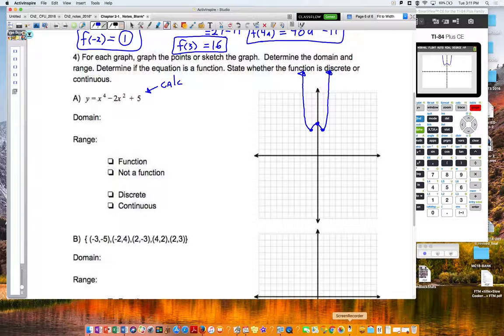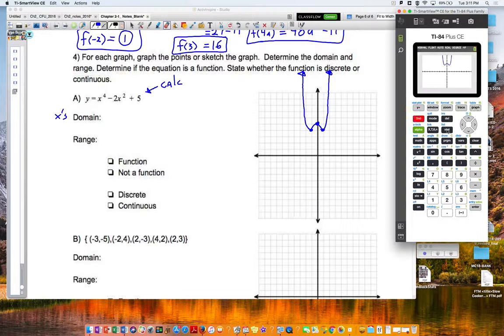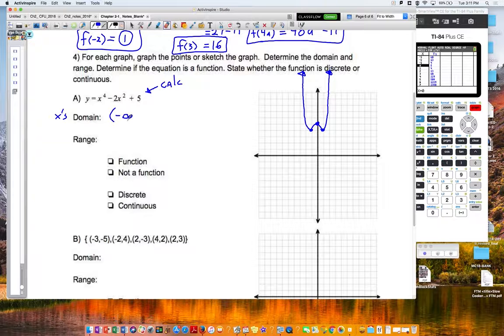Domain, again, can't emphasize enough. X's, what can X be? Well, with this graph, when I look at that table again, X could be anything. X is positive and negative, so negative infinity to positive infinity. The range, however, never drops down less than 4. So my range actually starts at 4 and it goes up in all directions. It'll come back here to 4, but it goes to positive infinity. And again, your range, think of it as your y's.